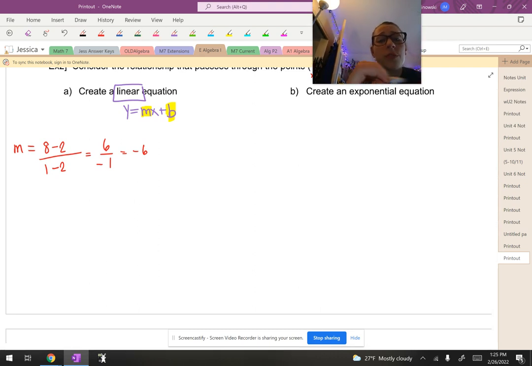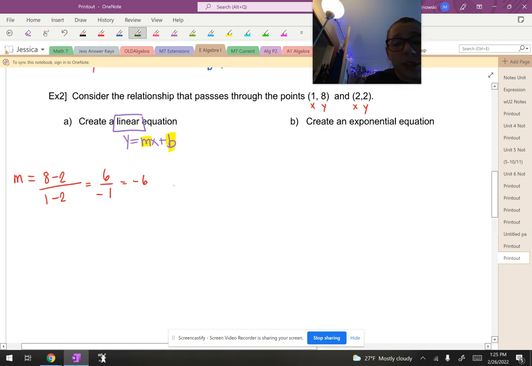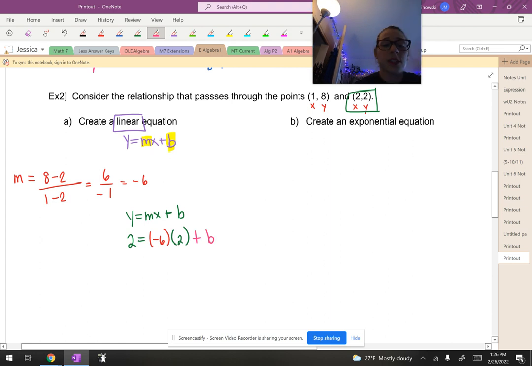And just like we practiced in the previous example, we're going to use one of those points that they gave us and the slope that we just found to solve for our missing y-intercept. So I'm going to go with the point (2, 2), just because it's a lot easier and I don't have to worry about putting the wrong one in for x and the wrong one in for y. So y equals mx plus b. In for y, I'm putting 2. In for m, I'm putting negative 6. In for x, I'm putting 2. Plus b is staying plus b because that's what I'm trying to find.